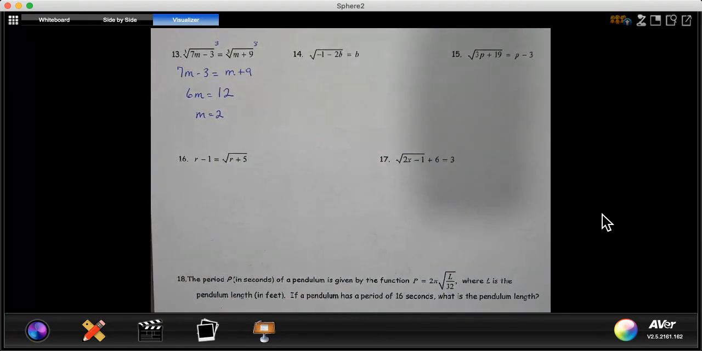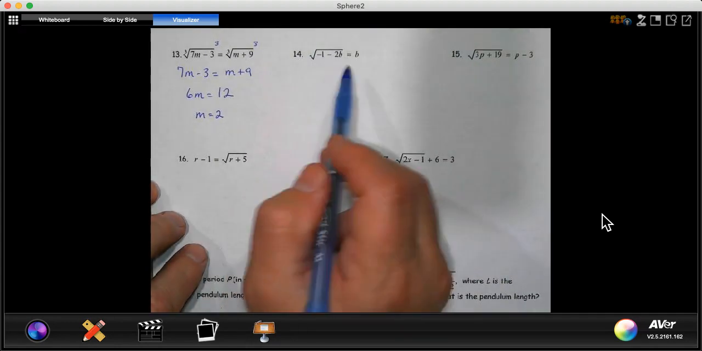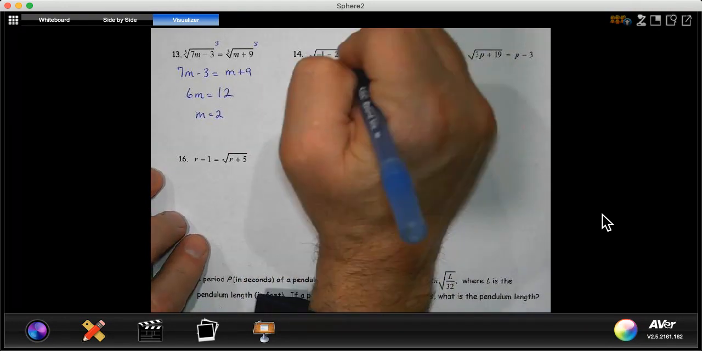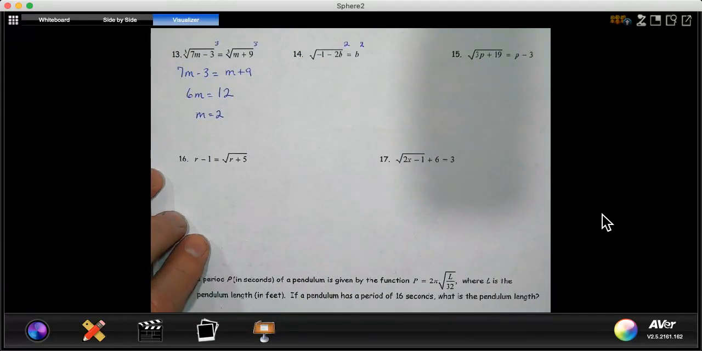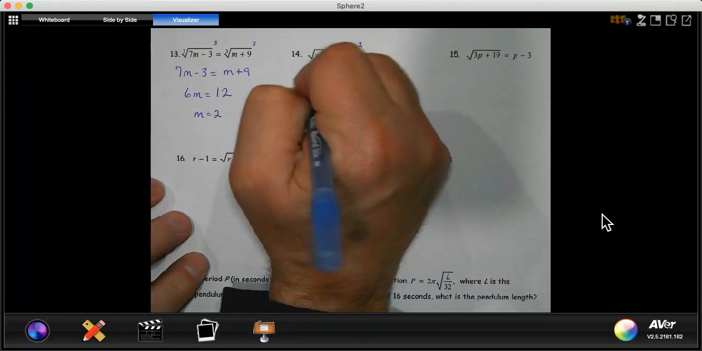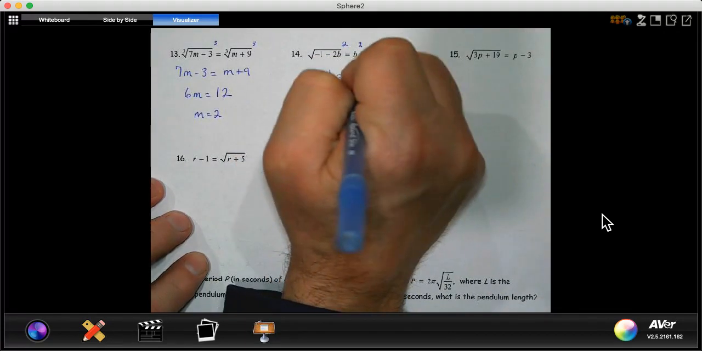Okay. All right, 14 is where it starts getting a little tougher, and we need to bring in some prior knowledge and also check our solution. So don't mess with your original. You want to keep your original looking clean, okay? So we're going to square both sides, but we can still see our original equation. So on the left side, I get negative 1 minus 2b, but on the right side, I get b squared.